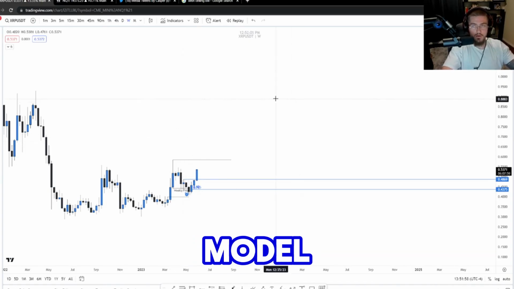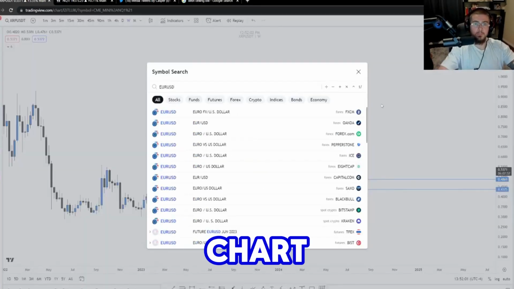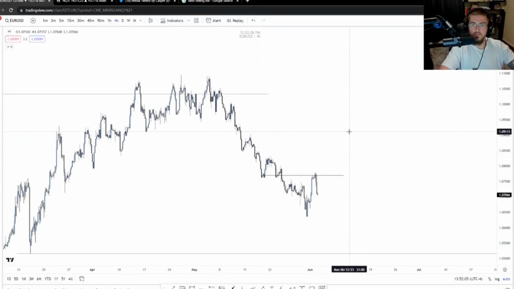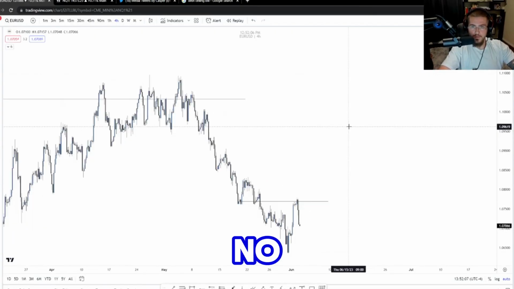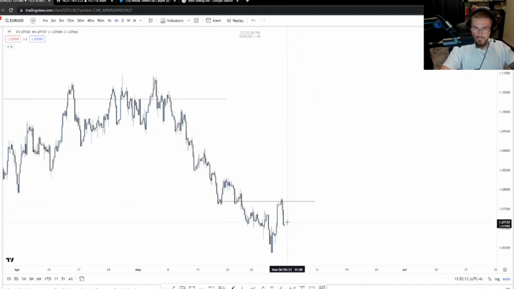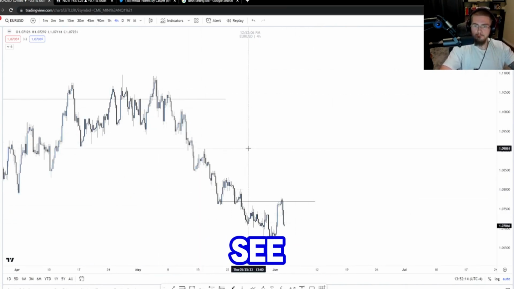Market maker buy model in Euro USD 4-hour chart. No, I do not see it at all, to be quite honest with you. Yeah, I don't see it.